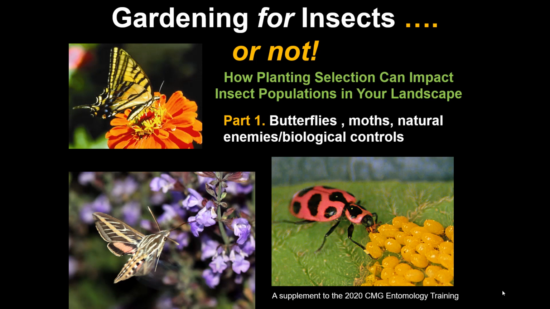This is another supplement to the truncated 2020 Colorado Master Gardener Entomology Training Program, and this is a different kind of topic. It's on how you could garden to affect populations of certain kinds of insects, often insects that you might perceive as being important, things like butterflies or moths, such as a hummingbird moth, as well as natural enemies and biological controls. There's a second part that I'll do later, and that is going to be just on bees.